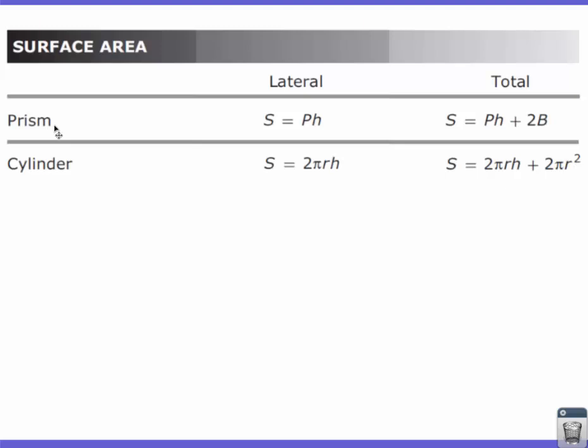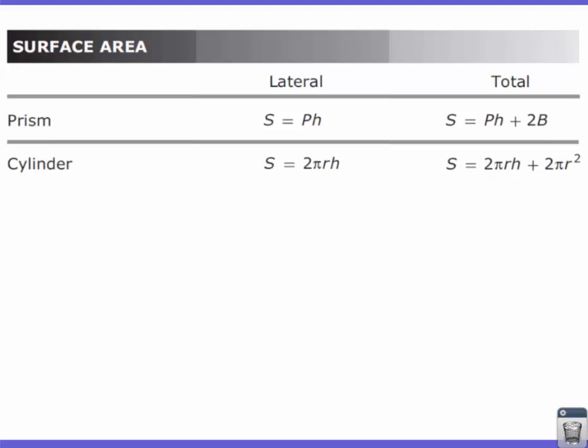Okay, but for lateral surface area, we have surface area is equal to P times H. Now, the only time we've seen a capital P is when we've done the finance portion of the formula chart. That P is not the same thing. We'll talk about what it means in a moment. Total surface area is P times H plus 2 times capital B.